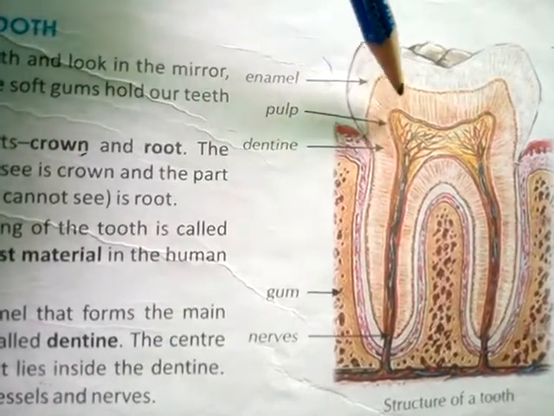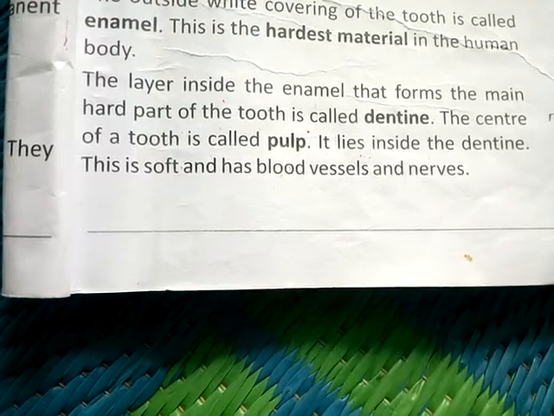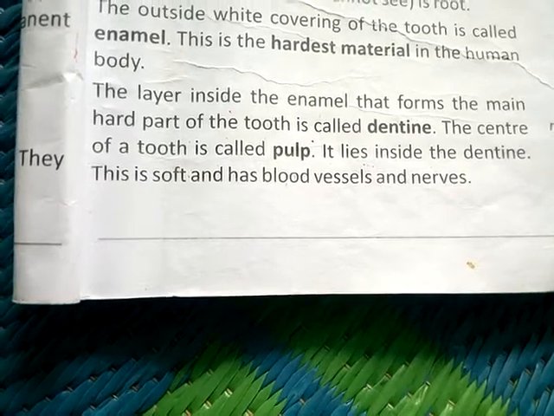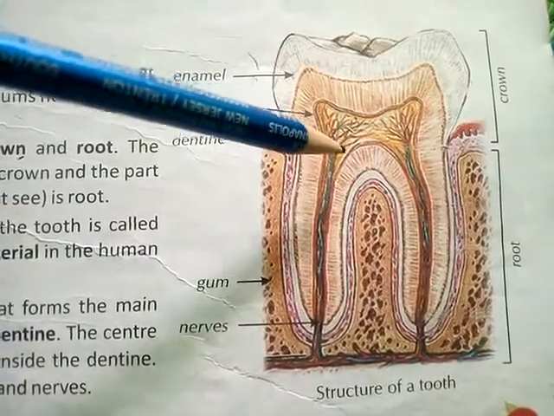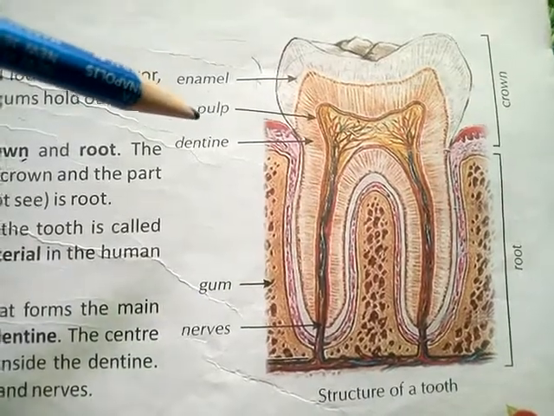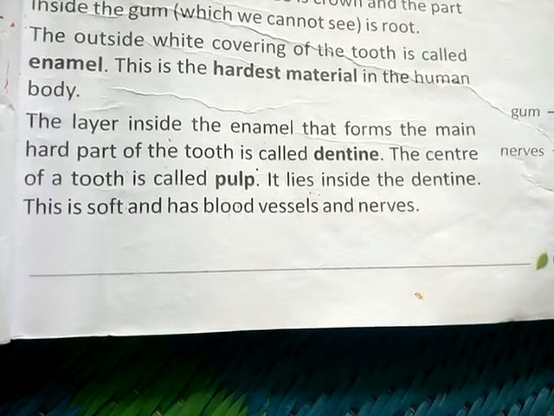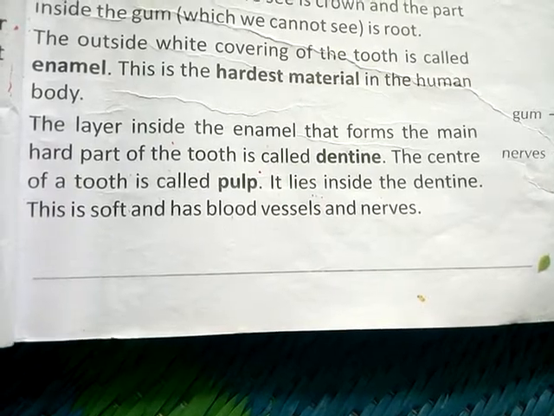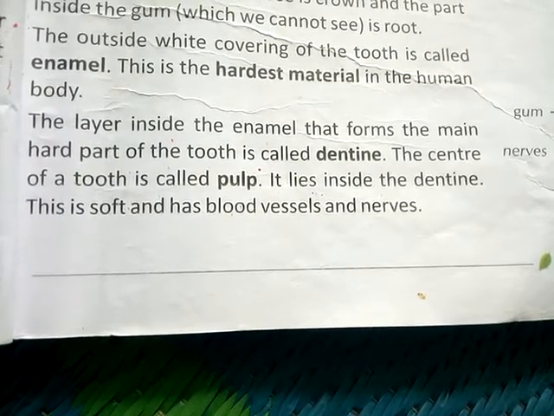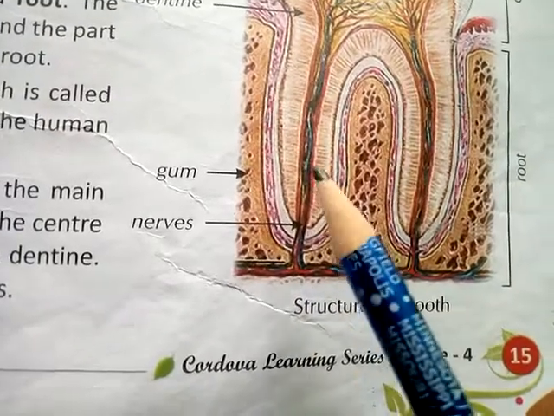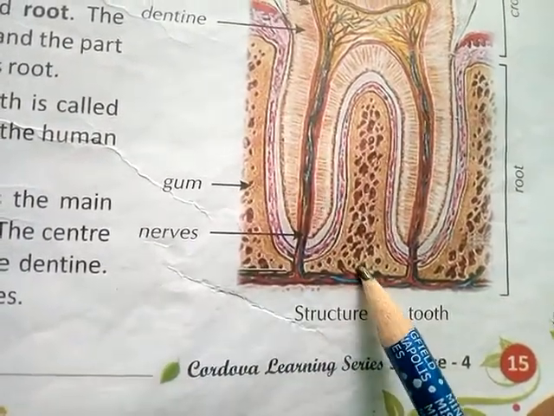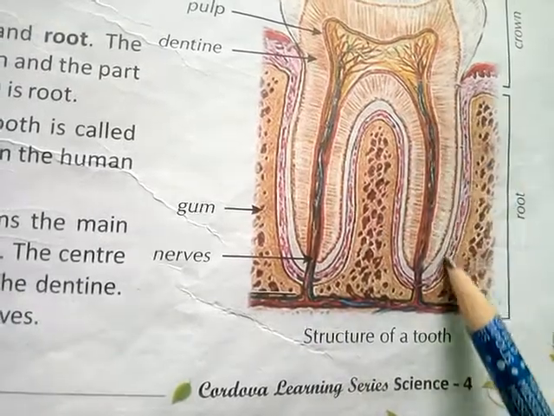Here is the dentine. The center of a tooth is called pulp. This is the center of the tooth and it is known as pulp. It lies inside the dentine. This is soft and has blood vessels and nerves. This is the gum and these are the nerves.